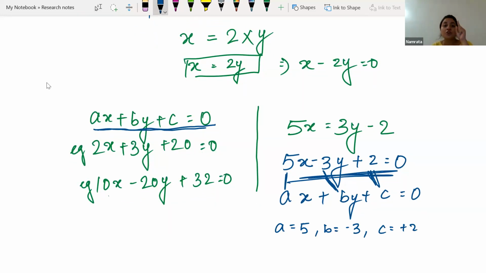Here I am having my nose. You must have your nose over here. Here I am having my ear. You must have your ear over there. So we are just comparing: in front of x, a is there in the standard form, and in front of x, 5 is there. So the a value is 5. In front of y, b is there in the standard form, and in front of y, minus 3 is there. Then the b value is minus 3. Similarly, at the place of c, we are having plus 2 as the value of C. Got it?